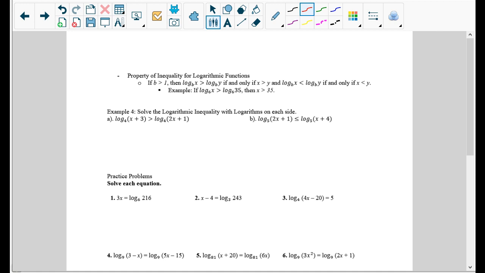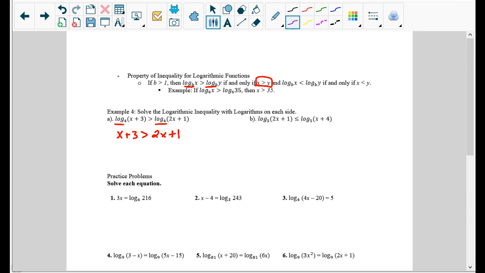Last example here, property of inequality of logarithms. If b is greater than 1, so my base here is greater than 1, then log base b of x is greater than log base b of y. Same logs here. What can I do? I can just set this inequality up. If the log bases are the same, I can just set my inequality up. So here we have log base 4, log base 4, so now I have x plus 3 greater than 2x plus 1, and we can solve.